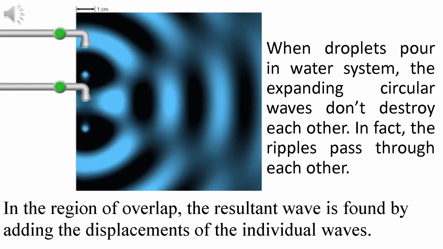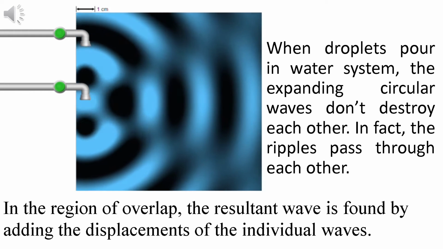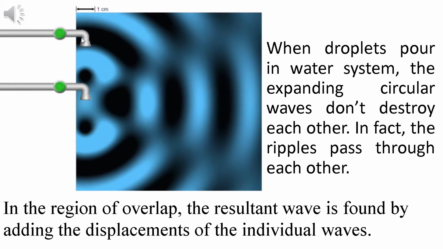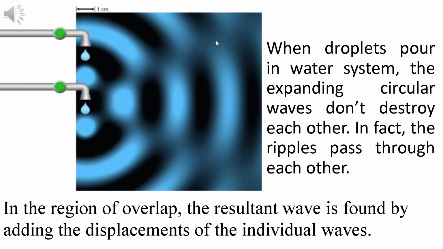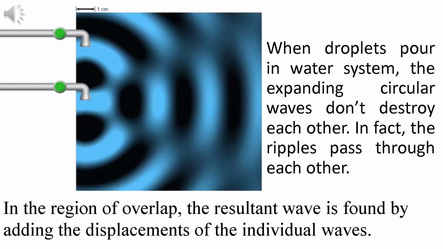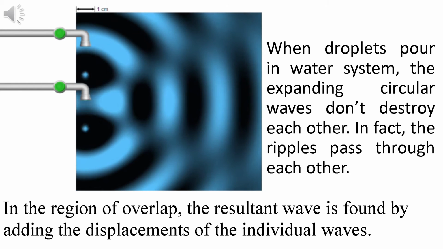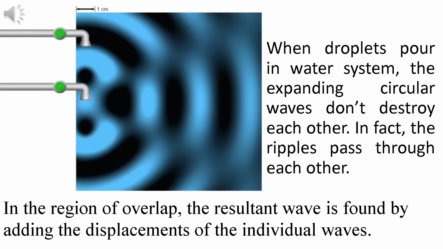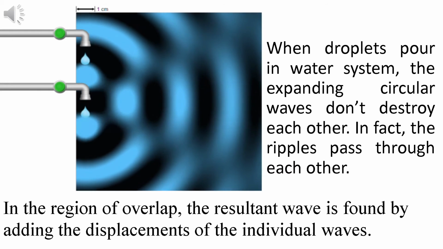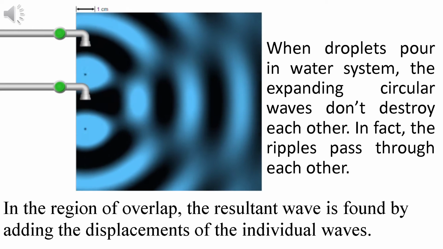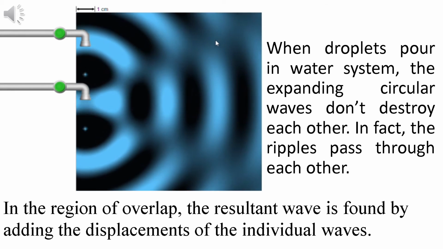As you could see, kapag pagkatama ng dalawang waves to each other, magkakaroon ng panibagong wave. Kaya parang tatlo na yung naging ripples instead of dalawa na lang as it expands. So in the region of overlap, the resultant wave is found by adding the displacement of the individual waves. So this is a sample of constructive interference.